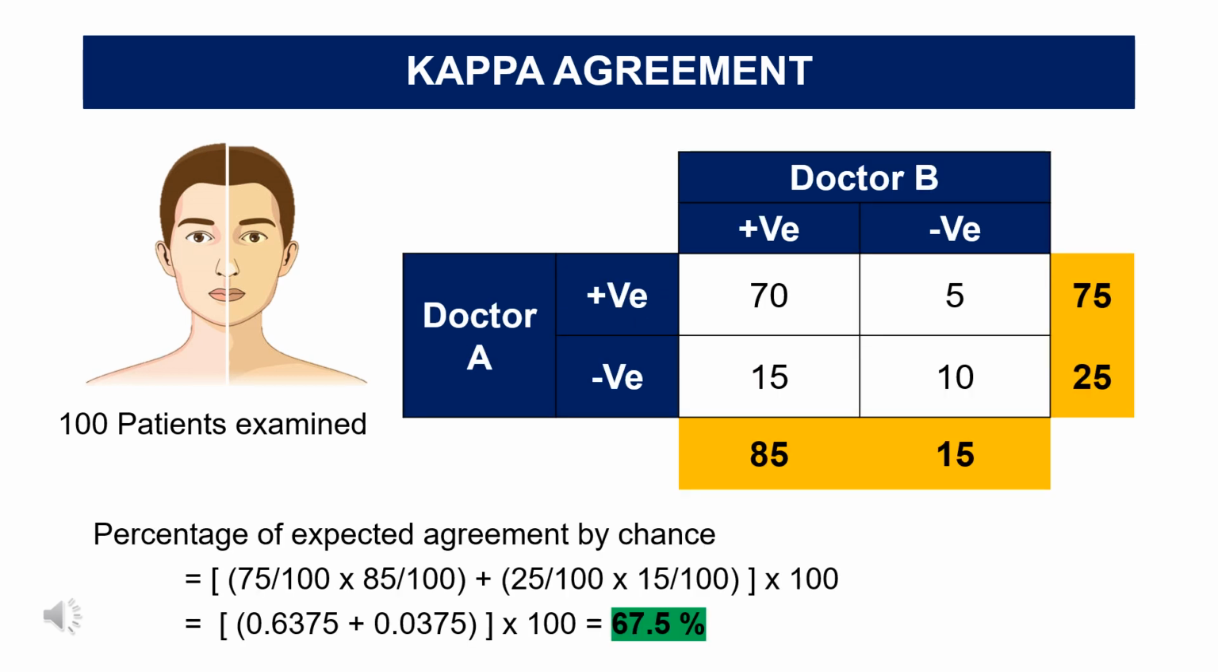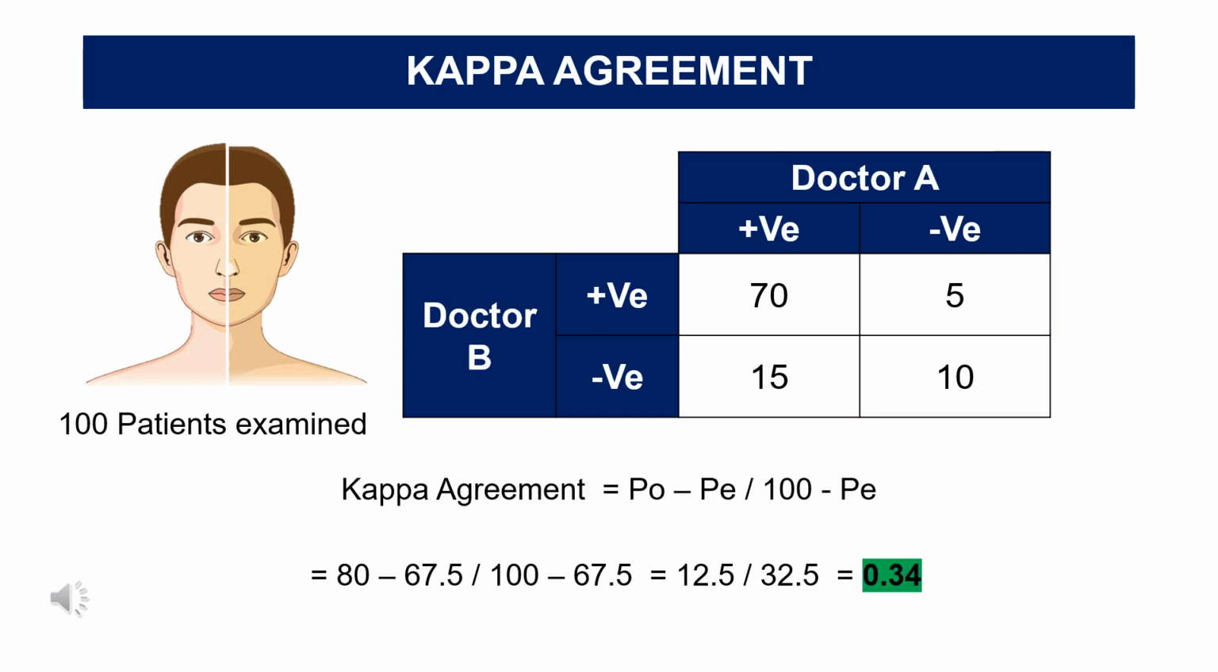Expected agreement is calculated by multiplying the positive answers of Dr. A with the positive answers of Dr. B right here. So we have 75 over 100 and 85 over 100, and we multiply those two values with each other. Then we add that to the negative answers of Dr. A, which is 25, and the negative answers of Dr. B, 15, which are also divided by 100 and multiplied together, and then we end up with 67.5% of expected agreement just by chance.